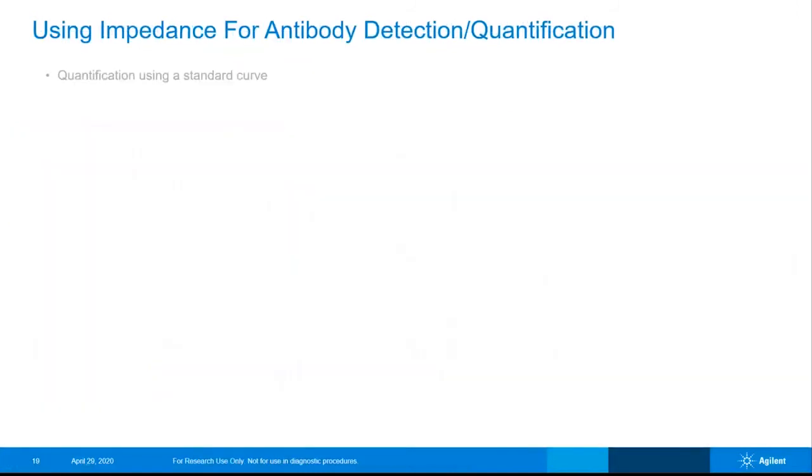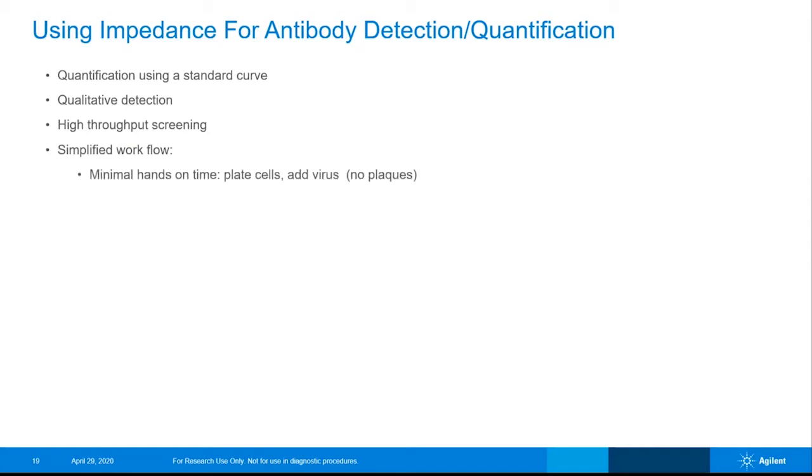So I'd like to summarize this section of the talk. We've seen that, in terms of antibody detection or quantification, you can use a standard curve. We've also looked at an example where the detection is more qualitative, looking at the kinetics of an emerging immune response. It's possible to do very high throughput screening, and one of the reasons is that it's such a simplified workflow, with very minimal hands-on time.